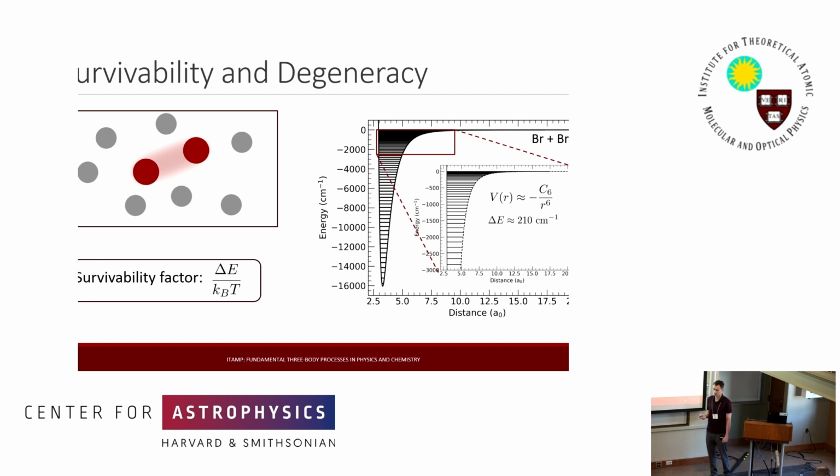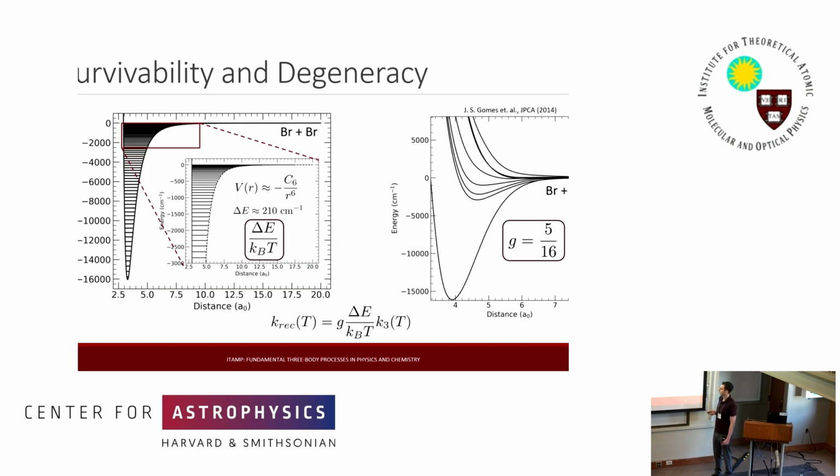Now, this delta E is just the average energy spacing of these bound states. And so we can calculate this delta E by looking at the bound states that are bound by the long-range potential, given in this dash here. And so we find that the average energy spacing of these molecules for bromine specifically is about 210 wave numbers. For iodine, it's about 150. Okay, so now I've defined this survivability factor and why we use it.